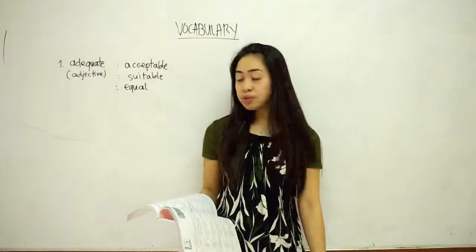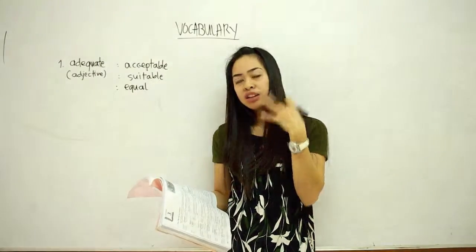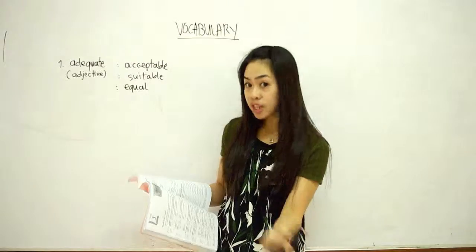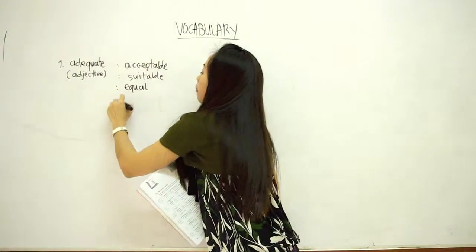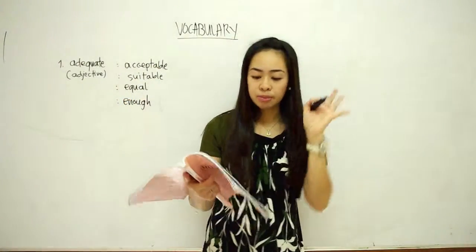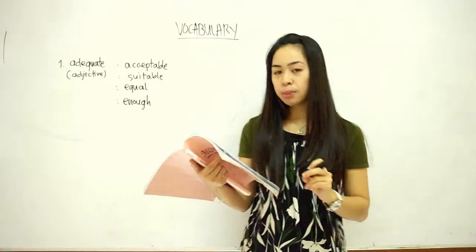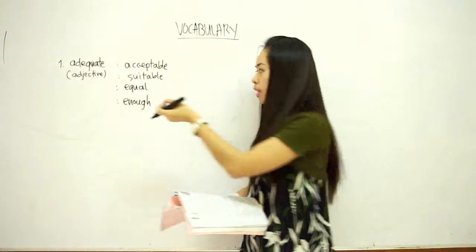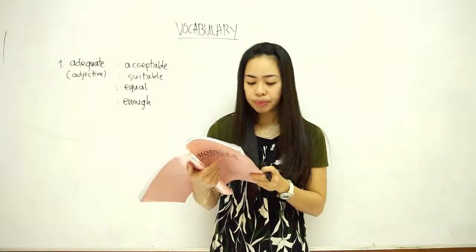Normally we use the word adequate when we're talking about time. So the teacher will say, "I will give you an adequate time for you to answer the following questions." In that way, adequate serves as a synonym for the word enough. So when we say adequate, we mean to say something that is acceptable, suitable, equal, or enough. Enough time like that. Next one.